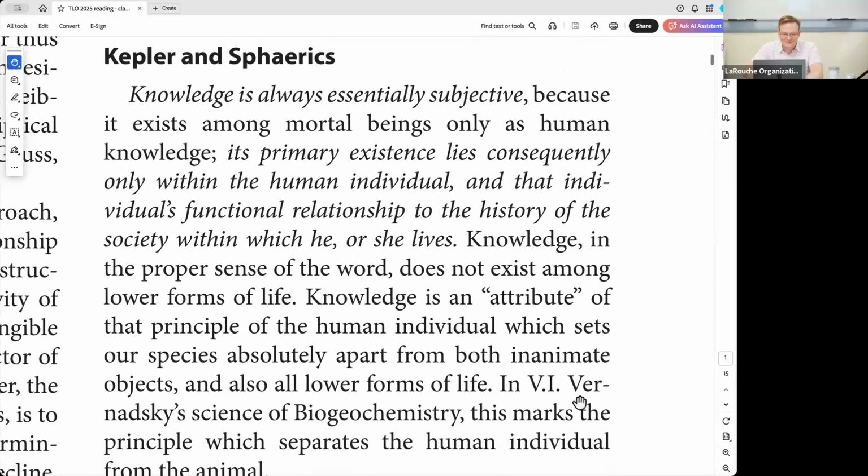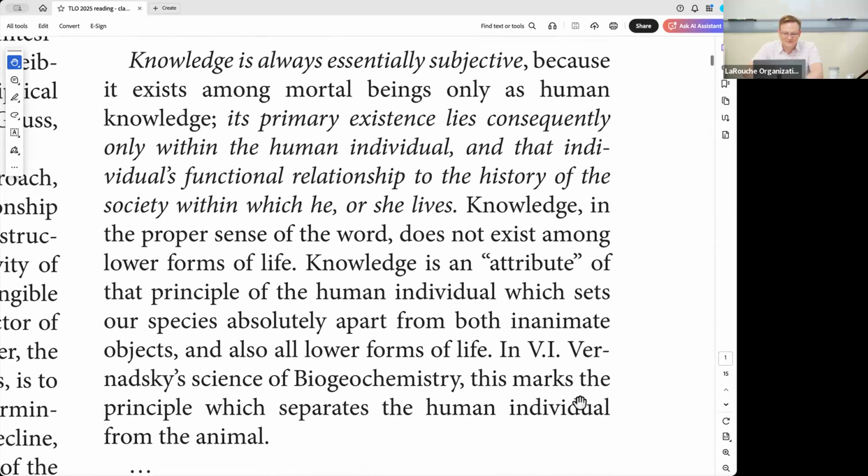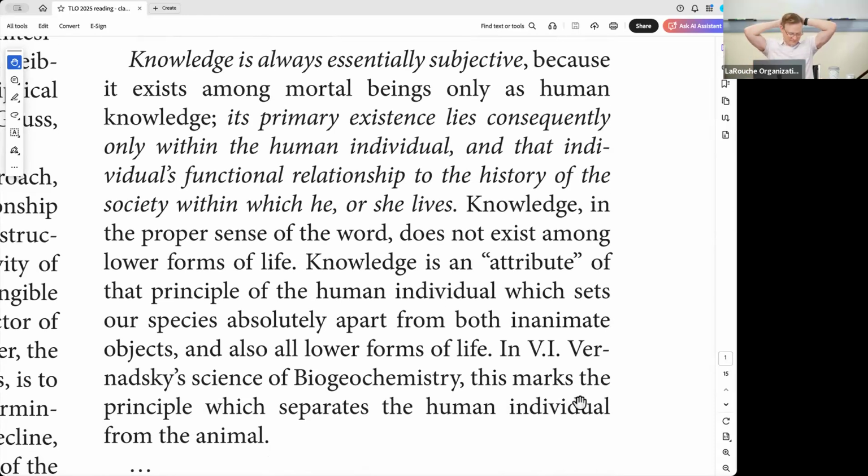Kepler and spherics. Knowledge is always essentially subjective because it exists among mortal beings only as human knowledge. Its primary existence lies consequently only within the human individual and that individual's functional relationship to the history of the society within which he or she lives. Knowledge, in the proper sense of the word, does not exist among lower forms of life.